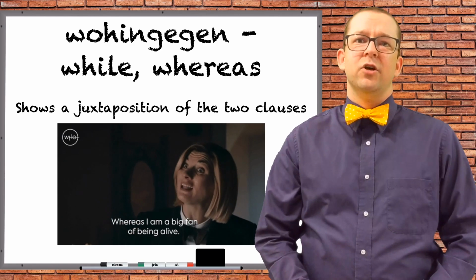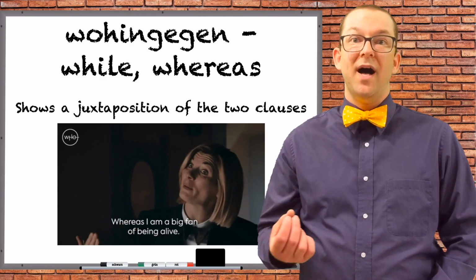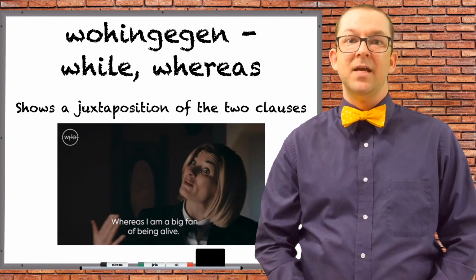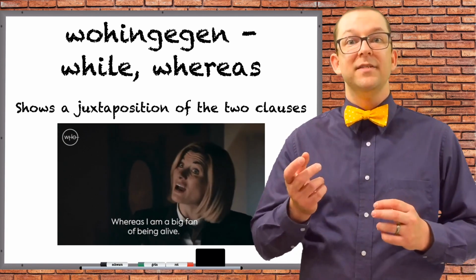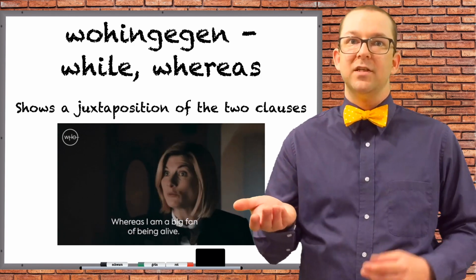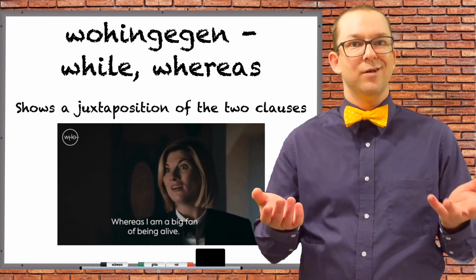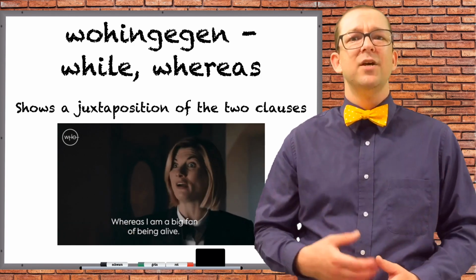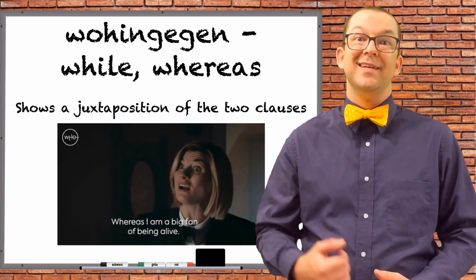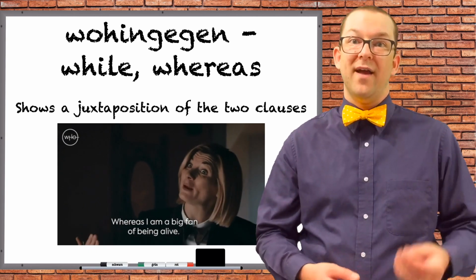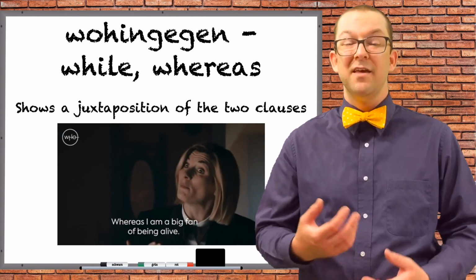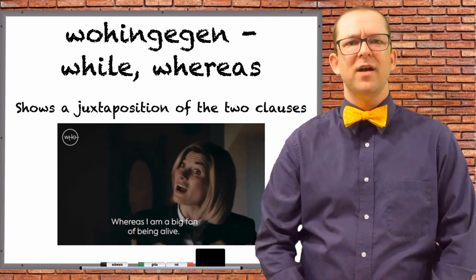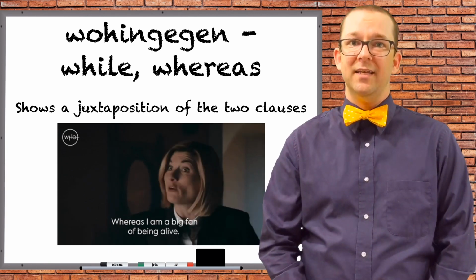Another subordinating conjunction that is often translated as "while" is wohingegen. This is used to express a juxtaposition of the two clauses. This action in the first clause does this, while this action in the second clause does that. As you can see, you can use "while" here. That being said, you could also use "whereas." This avoids the ambiguity of having too many conjunctions that all mean "while." Let's try a few examples of wohingegen.